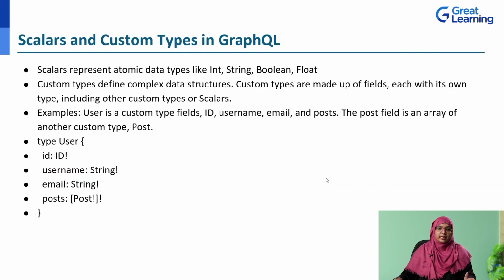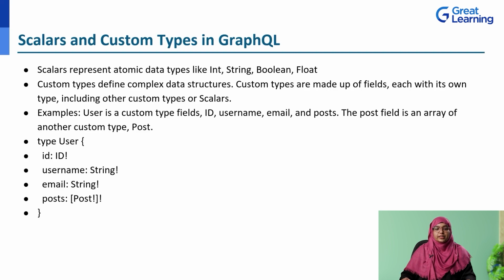Now coming to scalar and custom types in GraphQL. Scalars represent your atomic types like int, string, boolean, and float. These are some of your scalar data types. Now custom data types define complex data structures. Custom types are made up of fields, each with its own type, including other custom types or scalars. So you can have a mix of scalar and custom types when you're defining your data types for GraphQL.